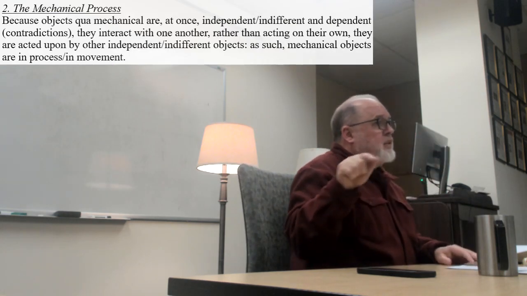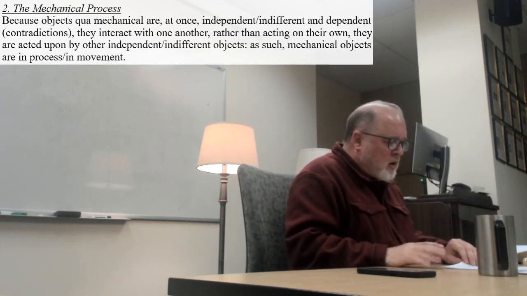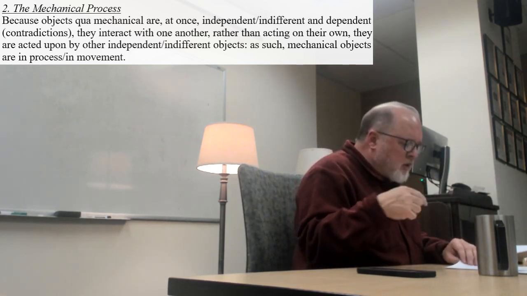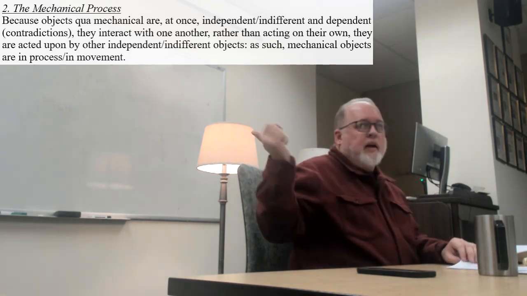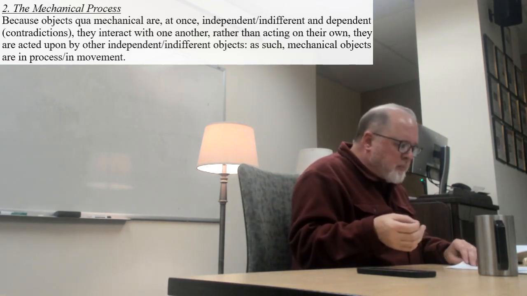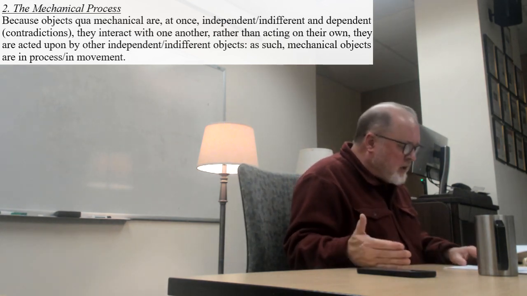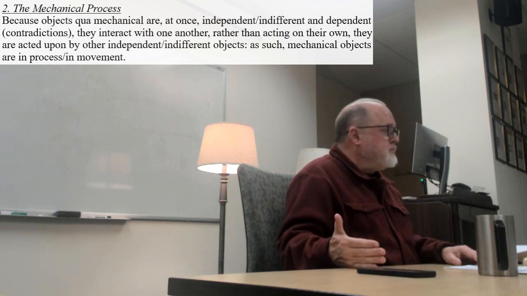That leads us to talk about the process. We've been talking about the objects, so take a look at the process. Because objects qua mechanical are at once independent, indifferent, and dependent, they're contradictions, and they interact with one another. Rather than acting on their own, which is what we'll find in chemism, they are acted upon by other independent, indifferent objects. As such, mechanical objects are in process, they are in movement.